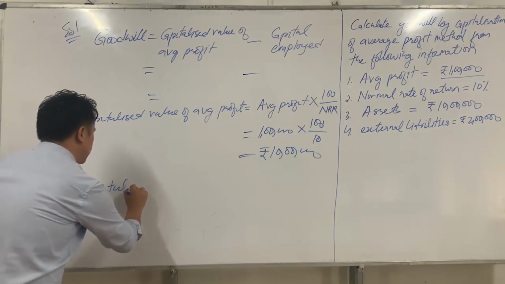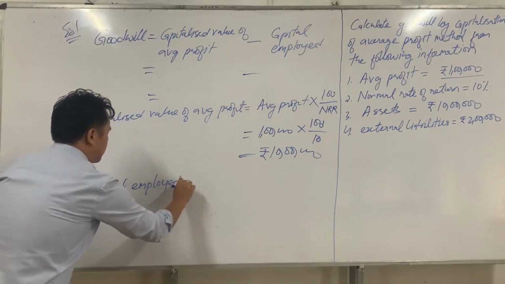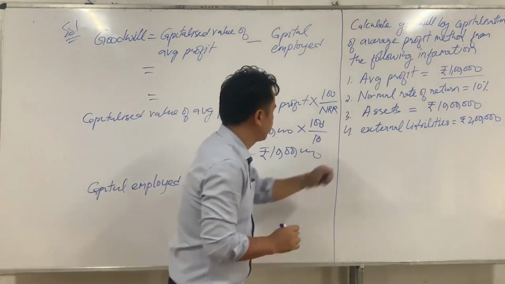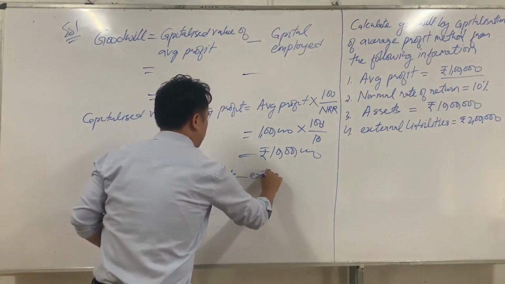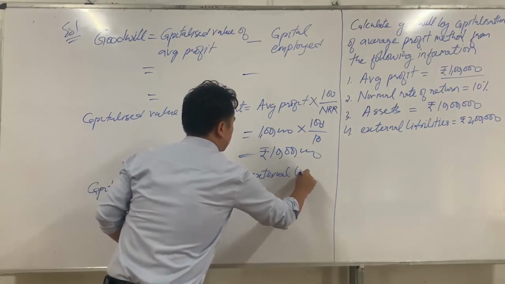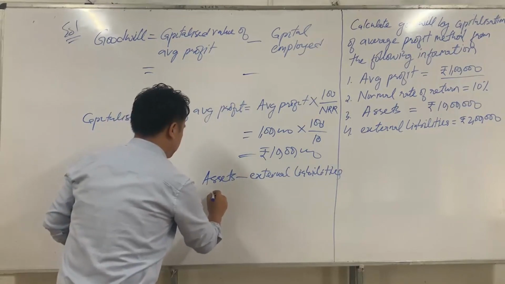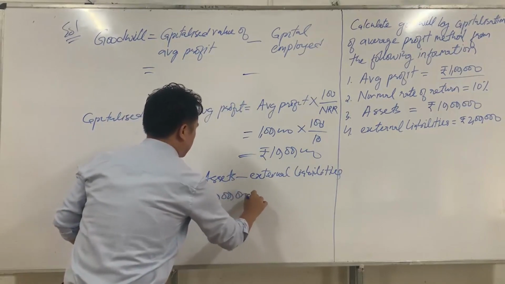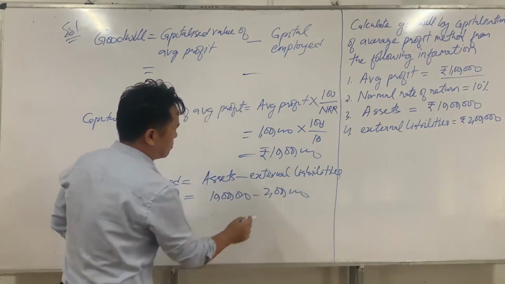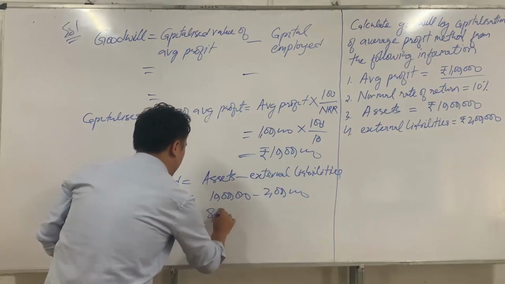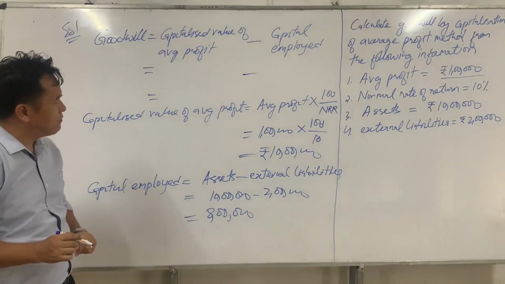Since information regarding capital employed is not given directly, we need to find it out. Capital employed is equal to assets minus external liabilities. So what is total assets? 10 lakh. And what is total liabilities? 2 lakh. If we deduct 2 lakh from 10 lakh, how much do we get? 8 lakh. 8 lakh is the capital invested by the firm.